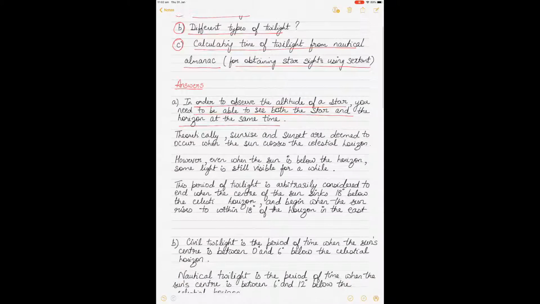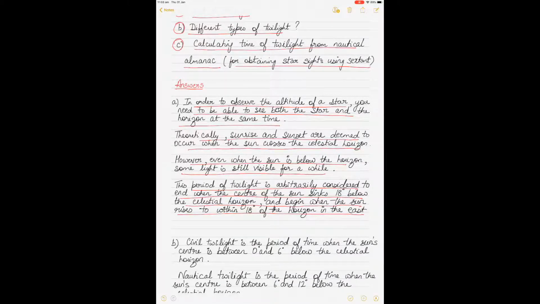Alright, so theoretically sunrise and sunset are deemed to occur when the sun crosses the celestial horizon, right? However, even when the sun is below the horizon, some light is still visible for a while, and I'm sure you have observed this on the ship or generally. This period is called twilight, is arbitrarily considered to end when the center of the sun sinks 18 degrees below the celestial horizon and begins when the sun rises to within 18 degrees of the horizon in the east. Alright, so this is celestial.